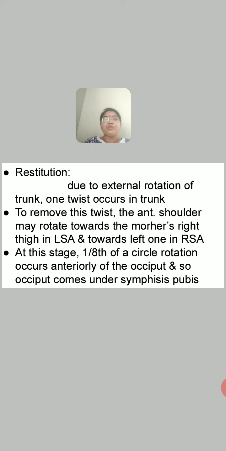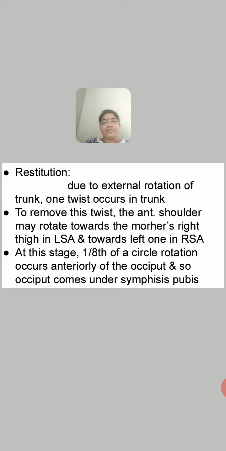Restitution occurs due to external rotation of the trunk. Whenever there is external rotation of the trunk, one twist occurs in the trunk. To remove that twist, the anterior shoulder may rotate towards the mother's right thigh in LSA and towards the left one in RSA position. You can imagine this. When the position is LSA, the shoulder rotates towards the right thigh, that means the right side, and when the position is RSA, it rotates towards the left side.